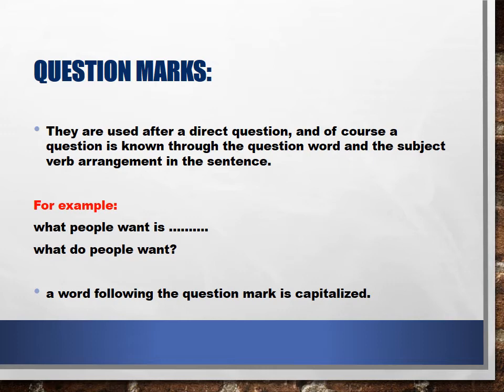On the other hand, what? And then I write after what? The verb. What do people want? When I begin with the verb, this means that I'm writing a question and I need a question mark at the end. A word following the question mark is capitalized. This means that I'm dealing with the question mark like the full stop, and I capitalize the first word of the sentence after the question mark.